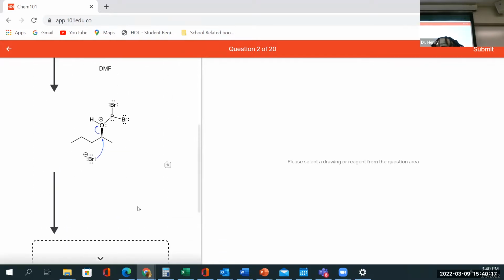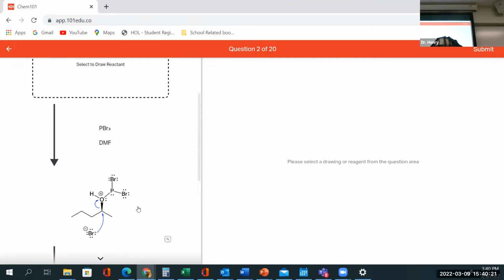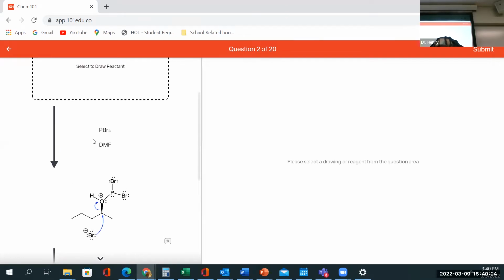Okay, so we are actually given our intermediate, right? So if we're given our intermediate, they're also telling us that we're starting off with PBr3 and DMF, okay?